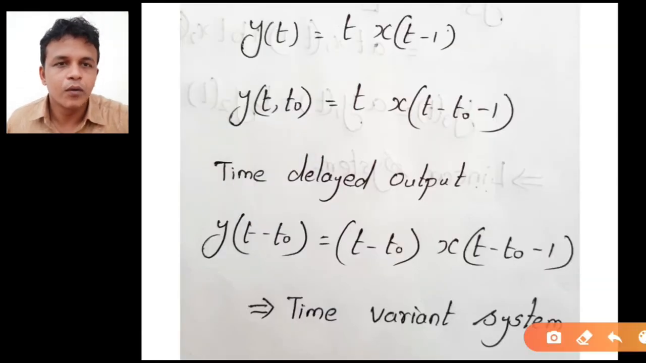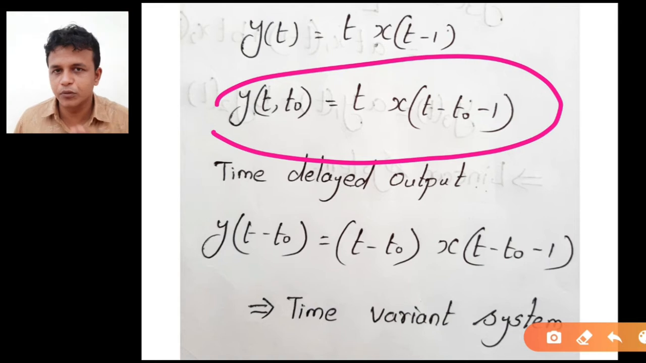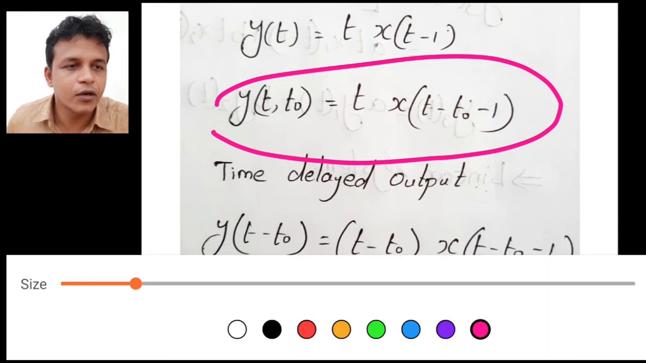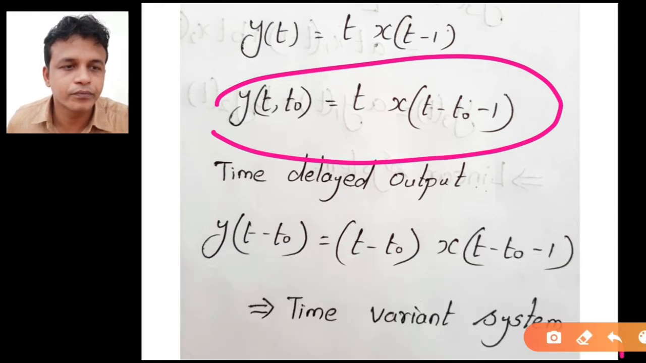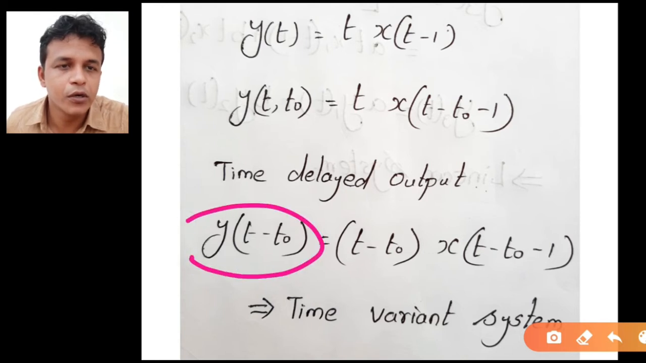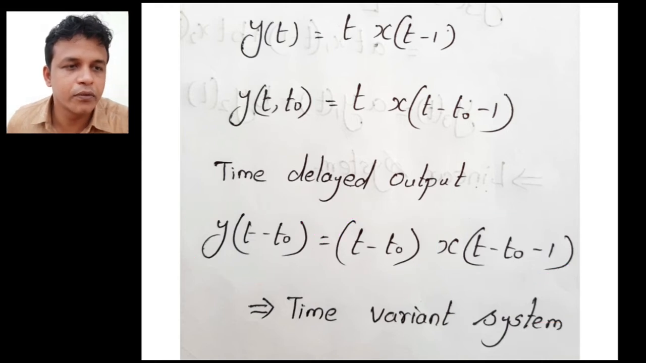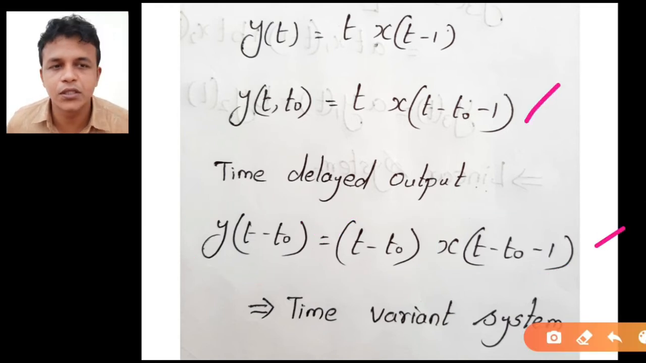Then when the input is time delayed, we will be having the equation y of t comma t naught equal to, input is time delayed by a value of t naught. Here we have t into x of t minus t naught minus 1. And for time delayed output, we have y of t minus t naught equal to t minus t naught into x of t minus t naught minus 1. So, this equation and this equation are different. Since they are different, the system is a time variant system.